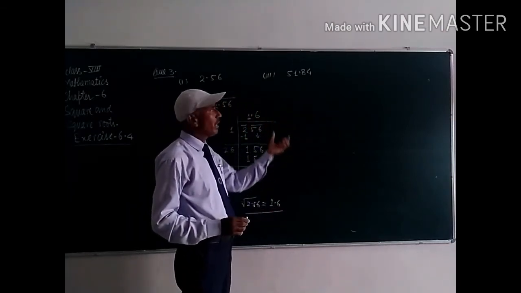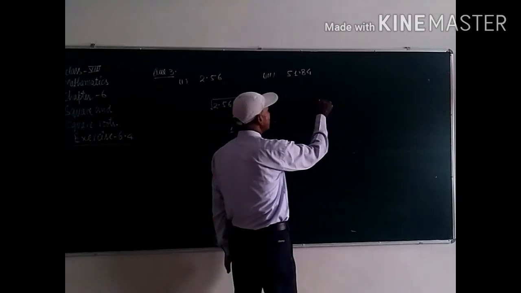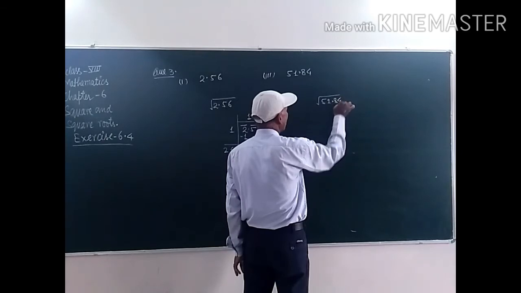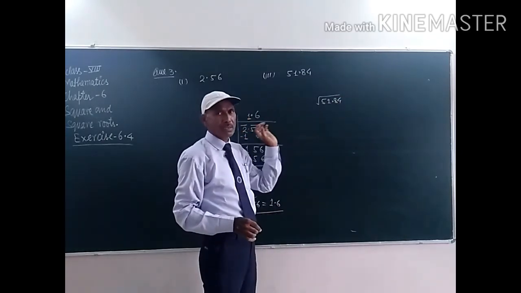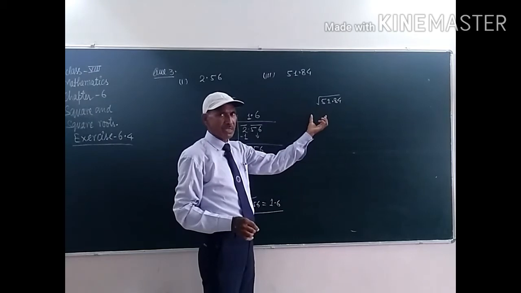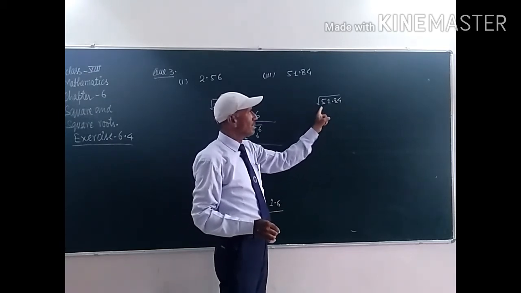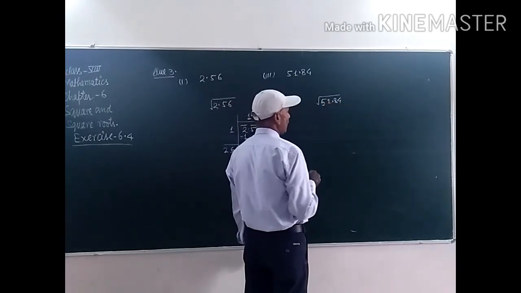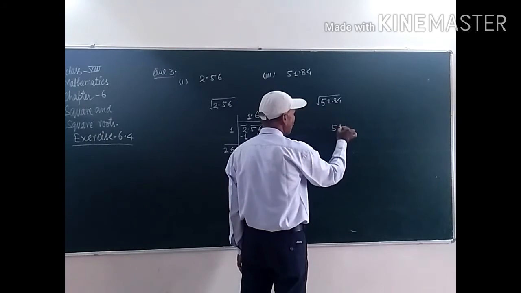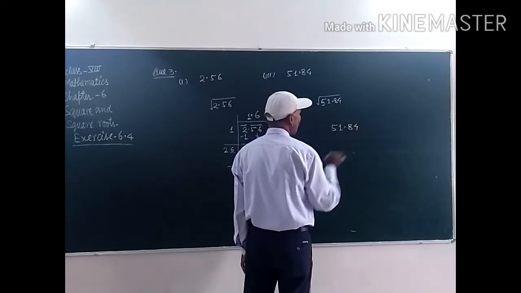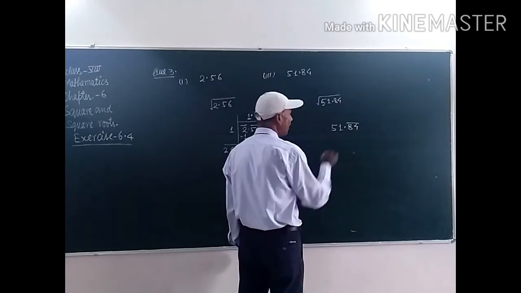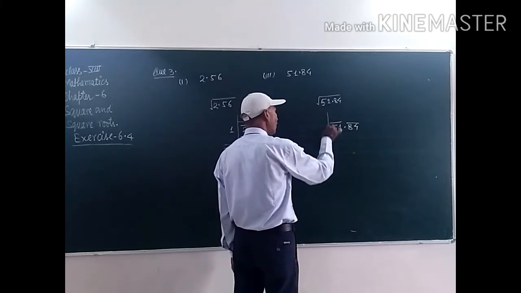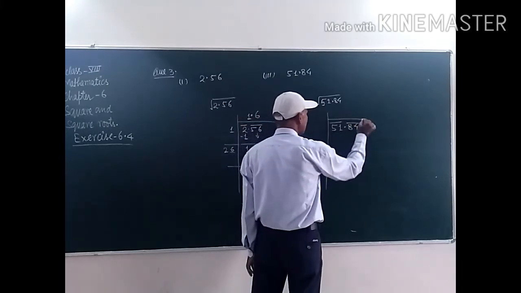Now we have to solve the next part of this question, student, that is the square root of 51.84. We have to find the square root of this number, student, using the long division method. This number is a decimal number, student. Now write this number, 51.84. From the right of the decimal make pairs, and from the left of the decimal make pairs. Clear, student? Now make an arrangement like this.